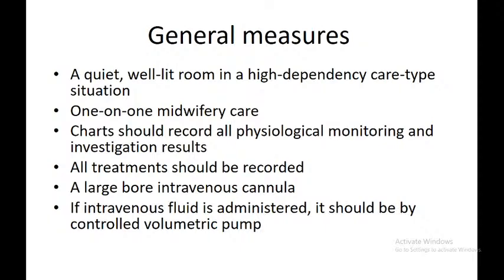So all these are to be plotted on a chart, and whatever treatment she receives, or whatever antihypertensive we prescribe, should be recorded. And always a large bore intravenous cannula should be sited in these women with preeclampsia because they might go in for eclampsia. So always we need to site a large bore intravenous cannula, and if at all she needs intravenous fluid, it should be well titrated.